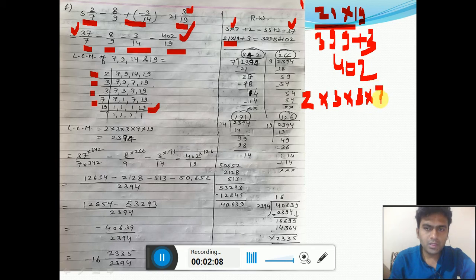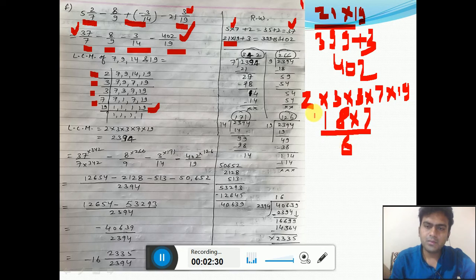So 2 into 3 into 3 into 7 into 19 is equal to what? Let's see. 2 into 3 equals 6, 6 threes are 18, 18 into 7, what is 18 into 7? I think 126. So 7 into 8 equals 56. 5, 7 ones are 7 plus 5 equals 12, 126.